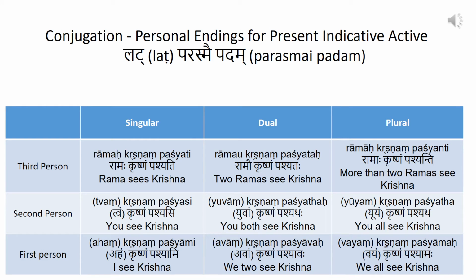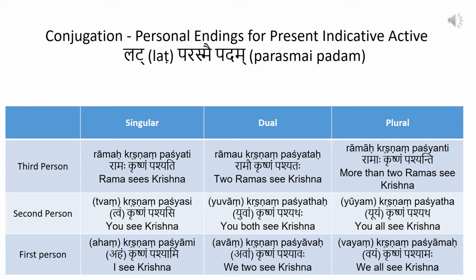So when Rama sees Krishna, we say Rama Krishnam Pashyati. However, if two Ramas were seeing Krishna, we would use the form Pashyata. If more than two Ramas were seeing Krishna, we would use the form Pashyanti. These are what are called the third person endings.